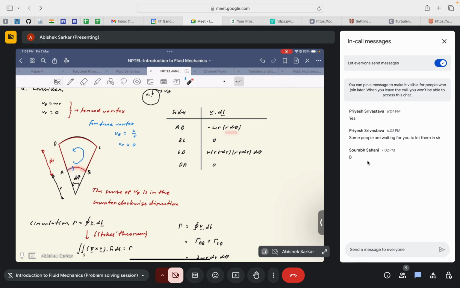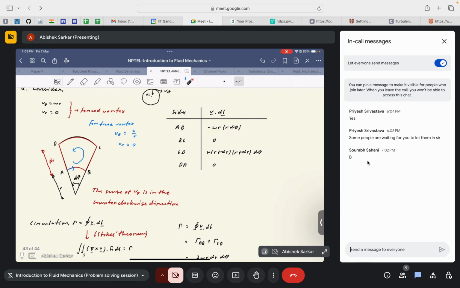Similarly at CD, the velocity will be omega into r plus dr, because the radial distance from the center is r plus dr, and the arc length would be r plus dr into d theta, because the angular displacement remains the same, but the radial displacement has changed from r to r plus dr. This will be positive because the velocity is along the counterclockwise direction, and the integration is also along the counterclockwise direction, so it has the same sense.